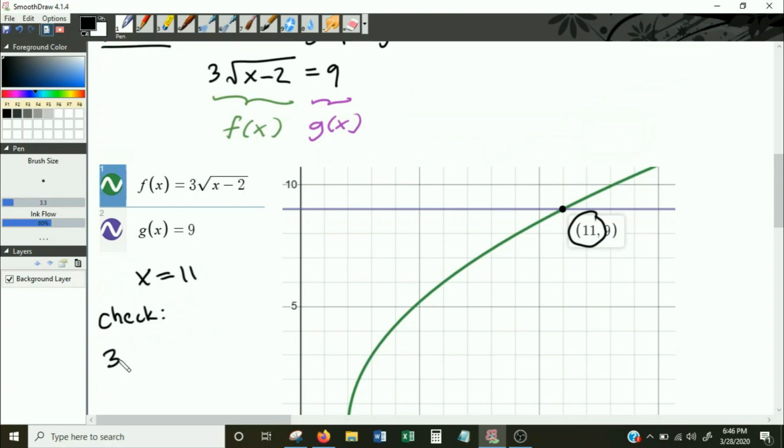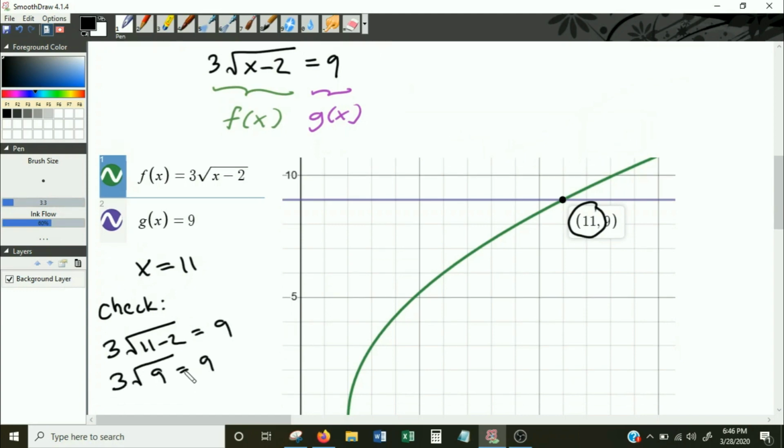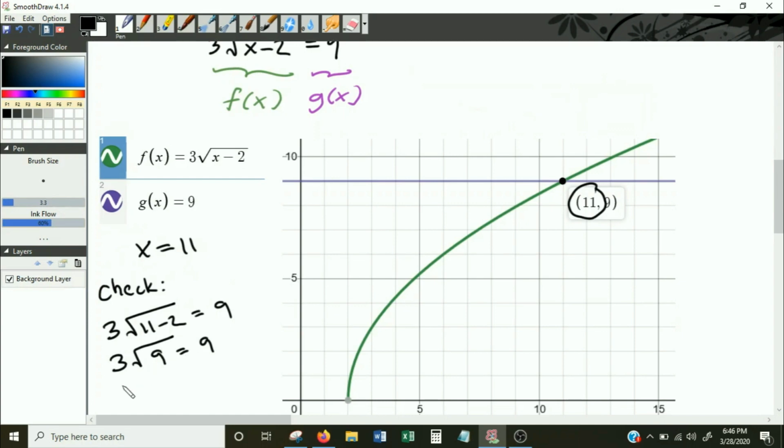So I'm going to get 3 root of 11 minus 2, which is 3 root 9, and that should equal 9. I want to show that both sides are the same. Root of 9 is 3, so it's going to be 3 times 3 equals 9, and that is true. So I know that my answer of x equals 11 is right.